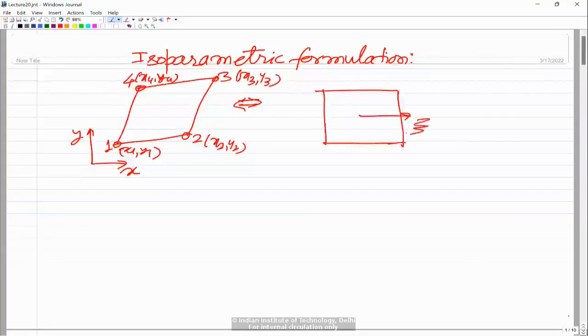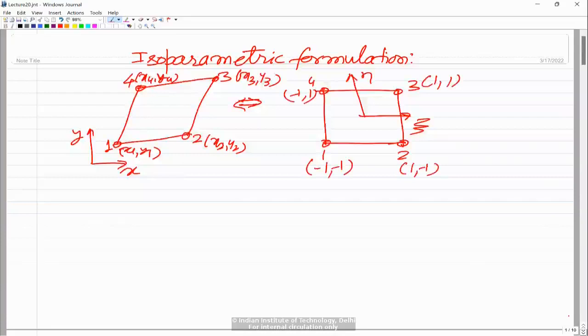So the actual structure you are not discretizing in the natural coordinate space, but in the physical coordinate space, while in the formulation you are using this. So this is the element with nodes 1, 2, 3, and 4. We had discussed this. Minus 1, minus 1 are the coordinates, and 1, minus 1, 1, 1, and minus 1, 1. So these are the coordinates.